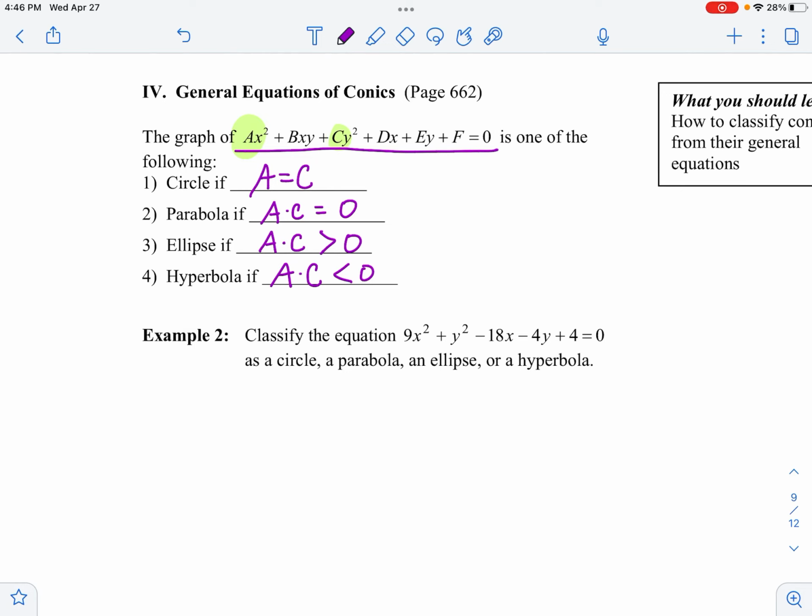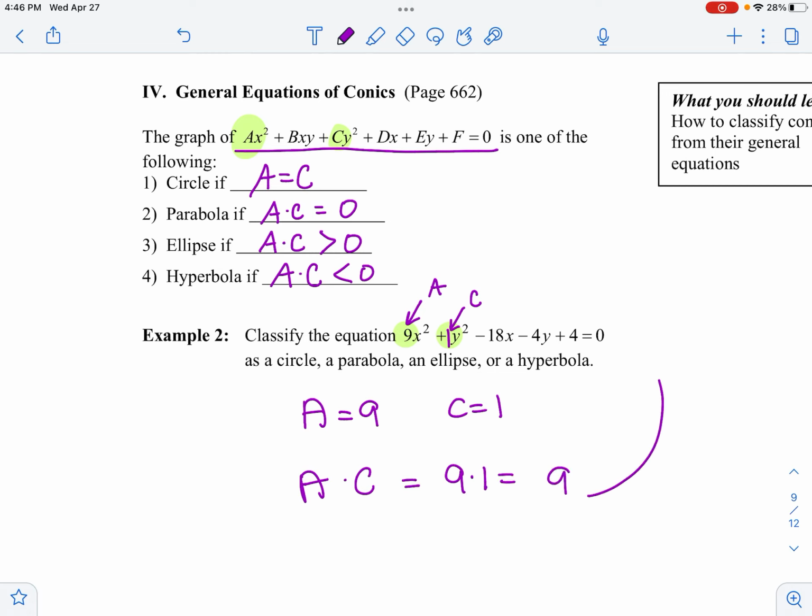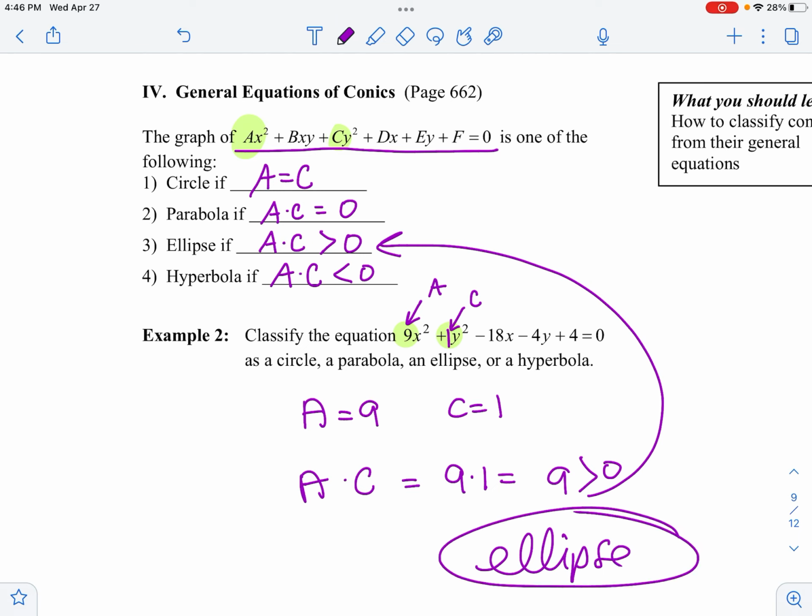So if it says classify 9x squared plus y squared minus 18x minus 4y plus 4, all you're going to do is look at A and C. So our A is 9, and there's nothing in front of the y squared, so C is actually a 1. So if A is 9 and C is 1, we compare: is A equal to C? No, they're not equal. So we find the product of A times C, and what do we get? A times C is 9 times 1, which is 9. It's greater than 0, so therefore it's an ellipse. Once we know what it's supposed to be, then we can make it look like the equation of an ellipse, but we'll do that later.